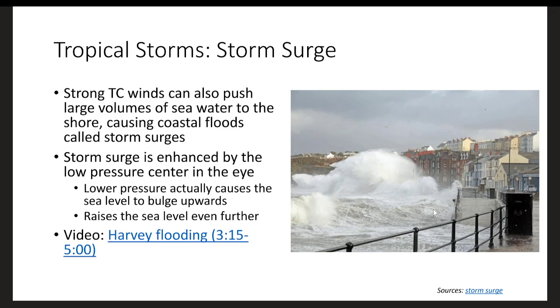Storm surge is enhanced by the low pressure center in the eye, and the low pressure center causes the sea level to bulge upwards, and it raises the sea level even further. So here's a video if you want to check it out.